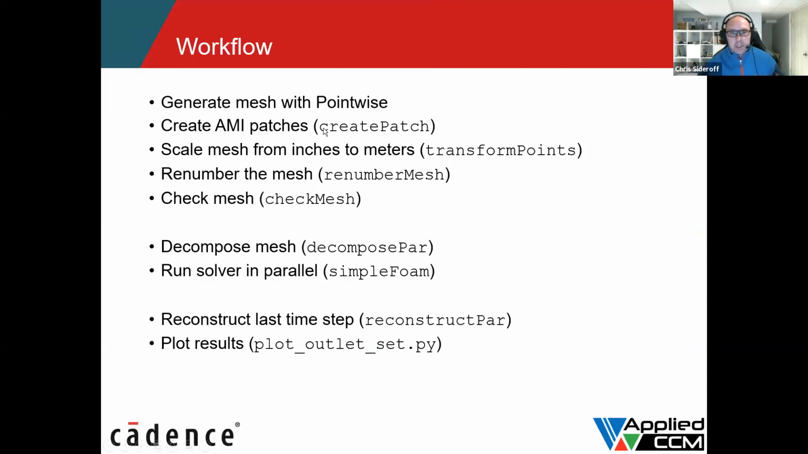So in this case, this is the workflow. We're creating the patch. We have to do this because we have to create the AMI patches. Pointwise doesn't have that AMI type in its CAE type. We have to scale the mesh. It's the renumber mesh that I really want to talk about, as well as some of the solver settings. So I'm going to deal with these mesh types, and then there are some other steps. This kind of comes out of that.